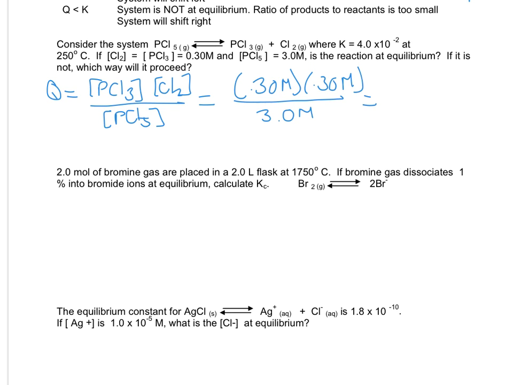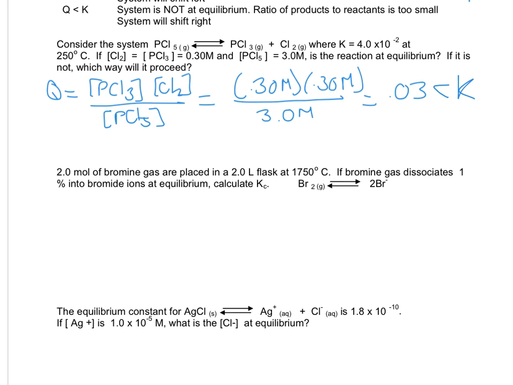When you plug this into your calculator, you get 0.03. So this is your value for Q. Then you compare it to the value for K. Our K value is 4.0 times 10 to the negative 2, which is 0.04, right? So 0.03 is smaller than our K, which is 0.04.